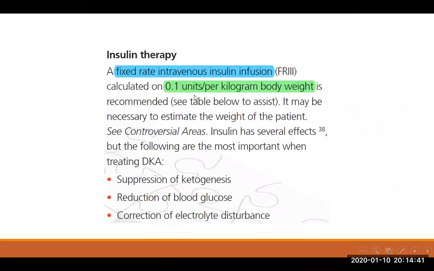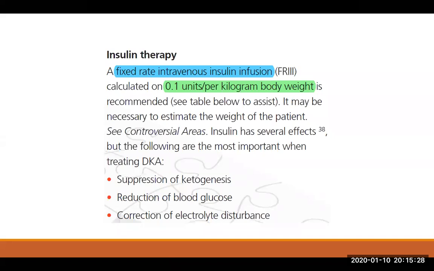And in some previous exams, they asked about the dosage of fixed rate insulin infusion. It is 0.1 unit per kilogram. 0.1. This is very important. And in a case of hyperosmolar hyperglycemic state, the dose of insulin infusion, if required, is 0.05, half of this dose. We must differentiate between DKA and the hyperosmolar hyperglycemic state because the management is different in some situations. So we will mention the difference between them when we speak about it. So the dosage of insulin infusion is 0.1 unit per kilogram body weight.